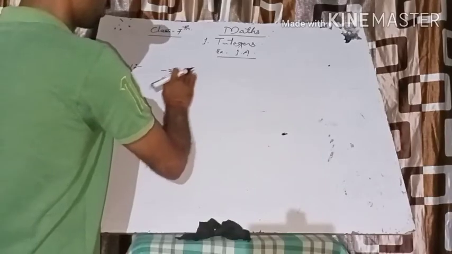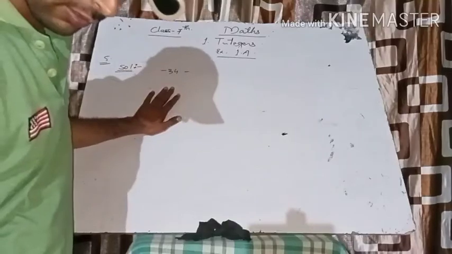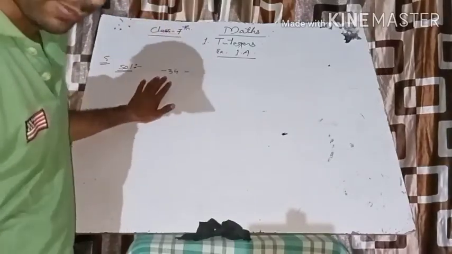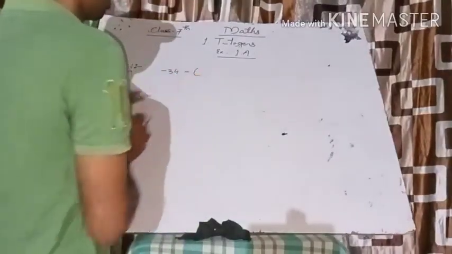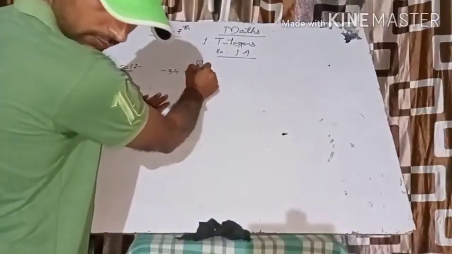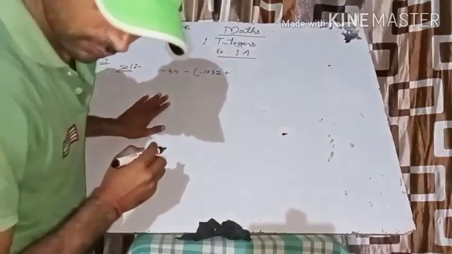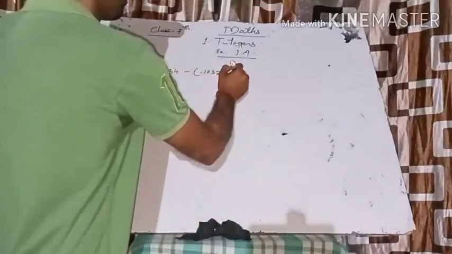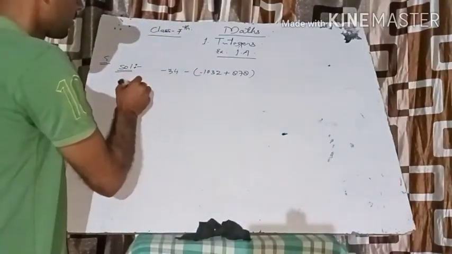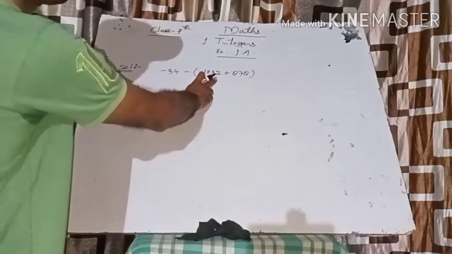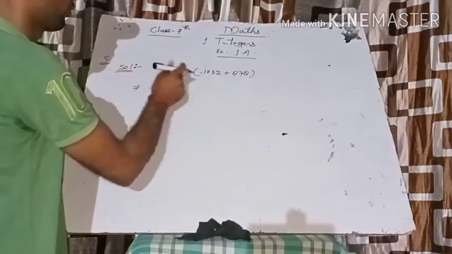Arrange that situation in mathematical form. We have to subtract the given number from minus 34. Subtract the minus 1032 plus 878. So what was the question? You have to subtract the sum of minus 1032 and 878 from minus 34. So how will we solve this one?